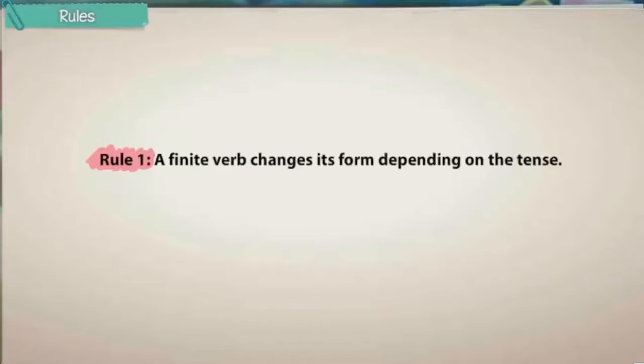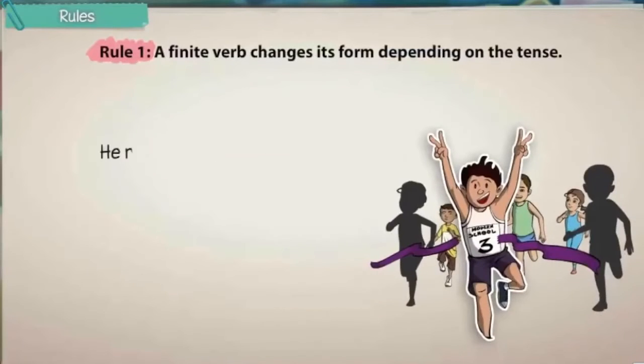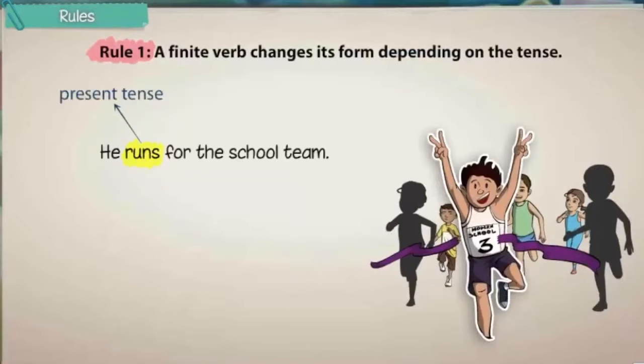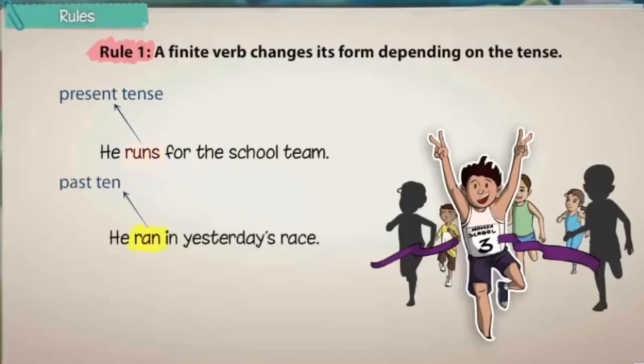A finite verb changes its form depending on the tense. He runs for the school team. Present tense. He ran in yesterday's race. Past tense. He will run in the final race. Future tense.